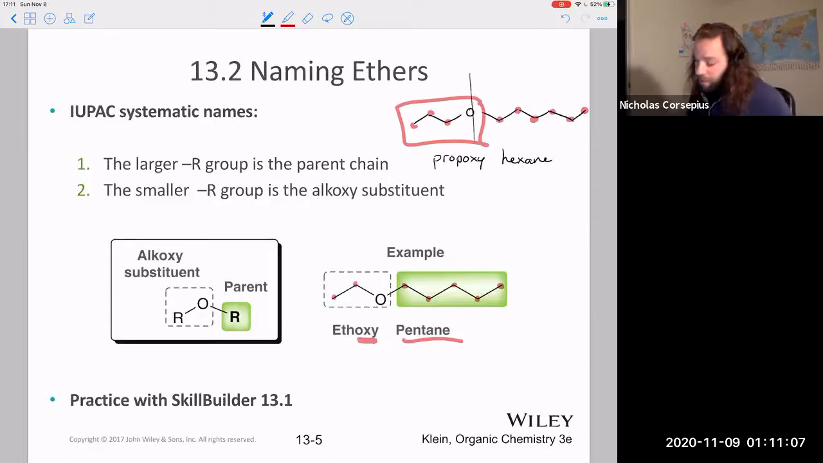Okay. One of the nice things about ethers, at least with respect to the oxygen atom, is that the oxygen can only have 2 bonds. There are 2 lone pairs here, which means that you don't have to worry about it ever being a stereocenter. Yay.